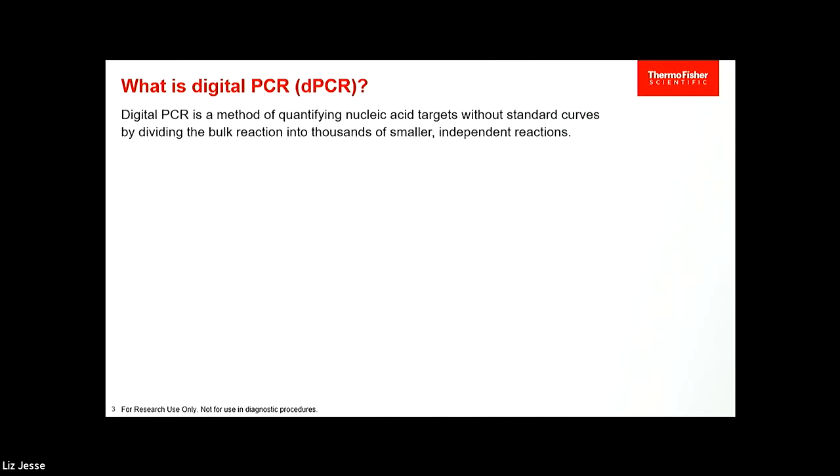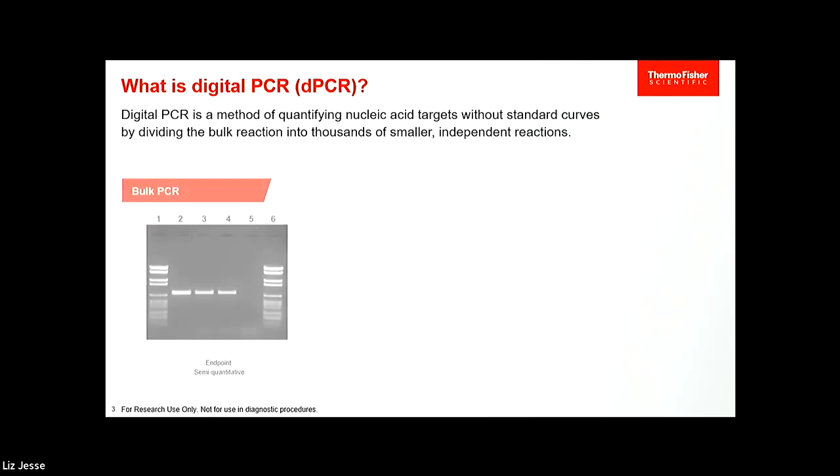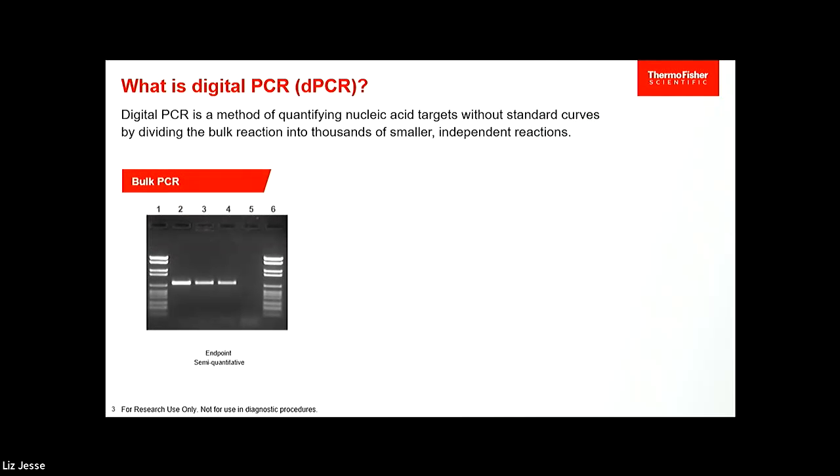All right, what is digital PCR? It is the method for quantifying nucleic acids without the use of a standard curve. Many of you may not be using just a standard curve, but I'll cover that as we go along. Believe it or not, over 50 years ago, PCR was actually introduced to the scientific community.